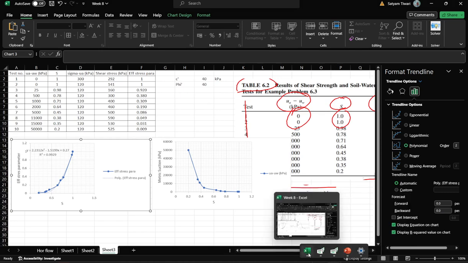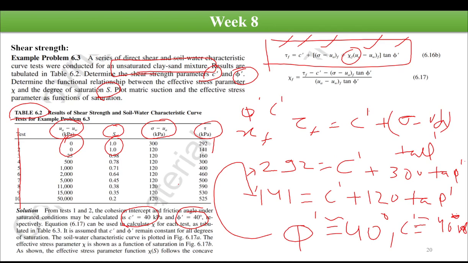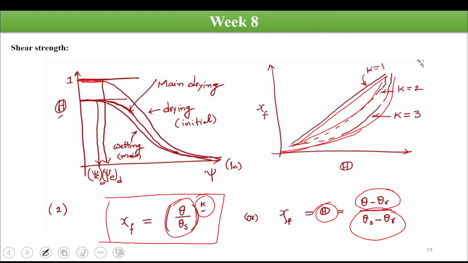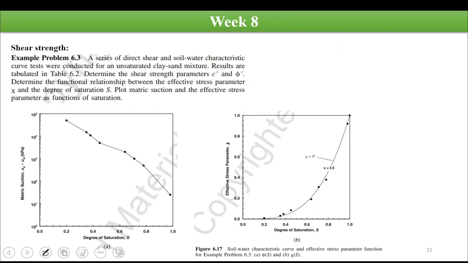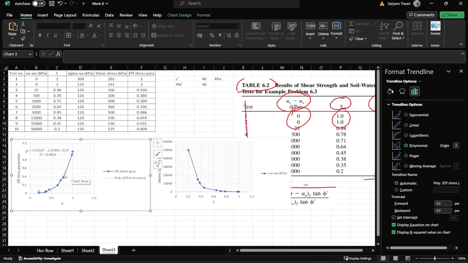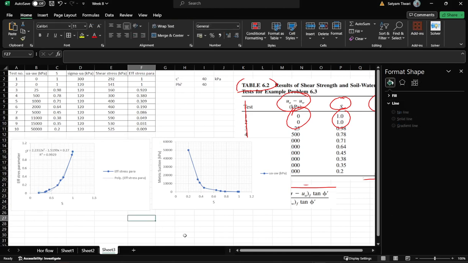And let's see here that we have determined everything, and here in the question, if we look for this expression which we have studied, that is going to be the effective stress parameter and theta upon theta s. That's mostly we can write degree of saturation also. It's equivalent. So if we come here and we try to fit a curve here, that will provide you the relationship like that only.